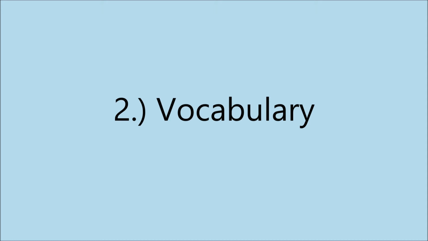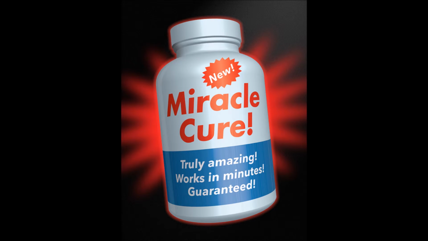A second difference between pseudoscience and science would be vocabulary. Science uses vocabulary that is well defined, whereas pseudoscience usually uses invented terms that are vague and only apply to one specific area. And here I have a picture of pseudoscience and vocabulary, and basically it's just a picture of a miracle cure and how it works and it's guaranteed, although there's really no evidence that supports it or backs it up.